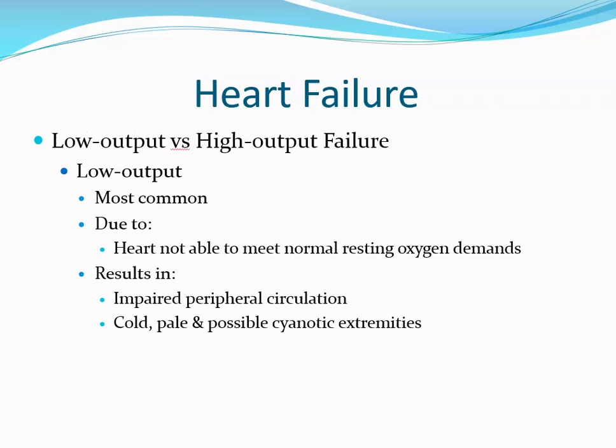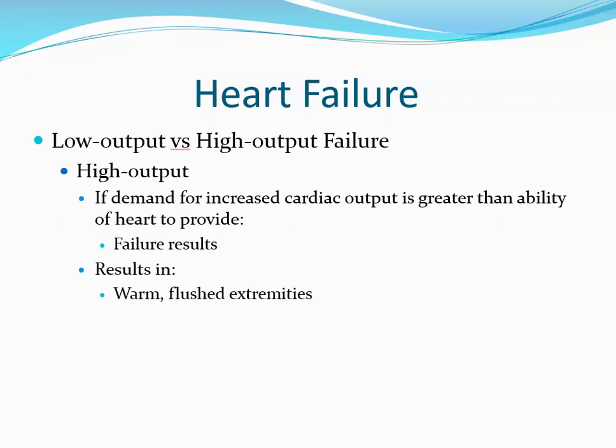Low output versus high output heart failure. Low output is the most common. This is due to the heart not being able to meet the normal resting oxygen demands. This will result in impaired peripheral circulation. You will see cold, pale, and possibly cyanotic extremities. In high output failure, this will result in warm, flushed extremities. Here, if the demand for cardiac output ends up being greater than the ability of the heart to provide, this is when failure will result.